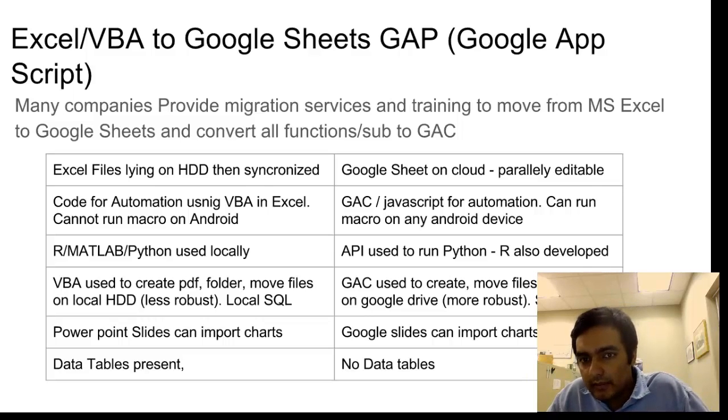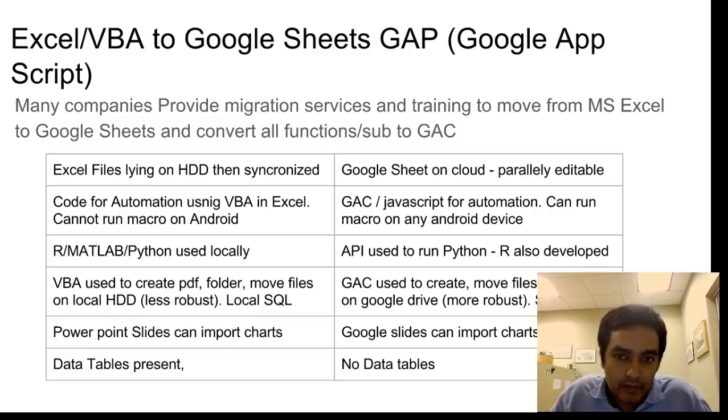Automation in VBA Excel: we cannot run macros on an Android device. Limitations are a big hamper, so that's gone with Google App Script. Now we can use different APIs to run R and Python. We can even install R and Python on Amazon Web Services and call it, and a lot of things could be done. Earlier we used to use VBA to create PDF folders. On the high side we could use C#, but GAS is one thing that would help us create a lot of things on Google Drive, which is much more flexible and powerful as compared to putting things on your local hard disk.